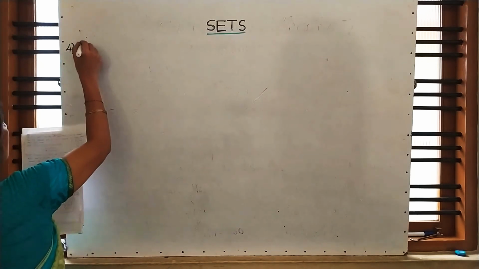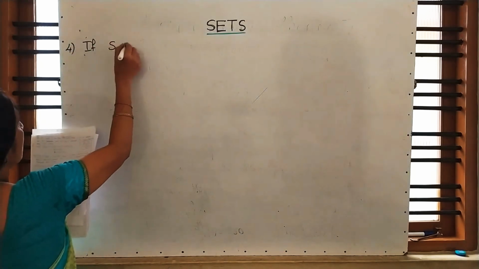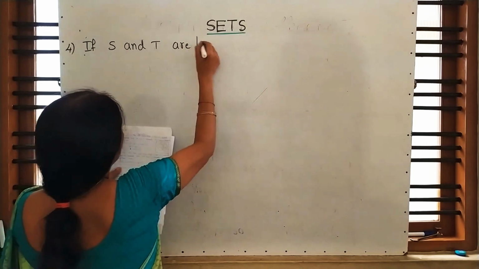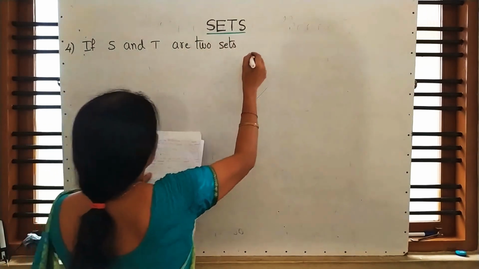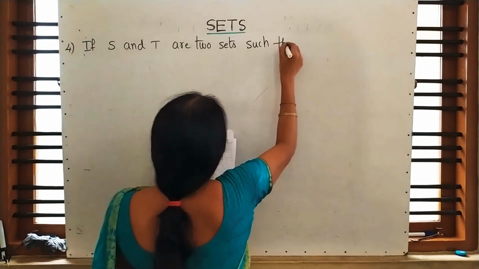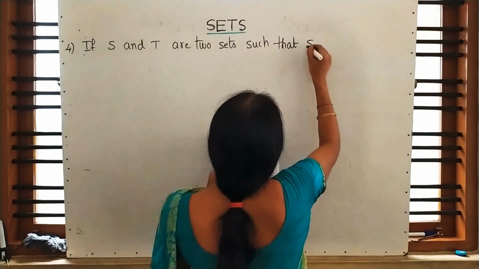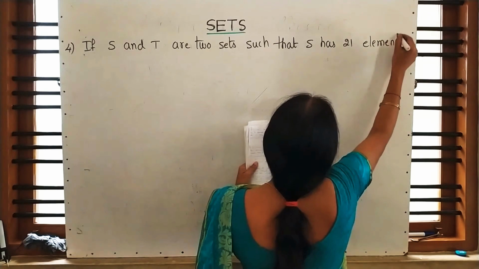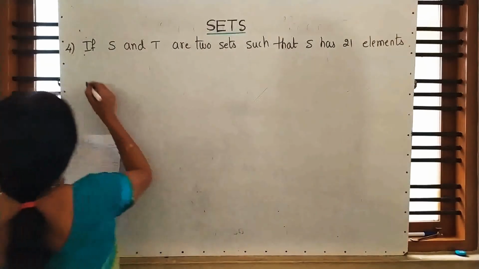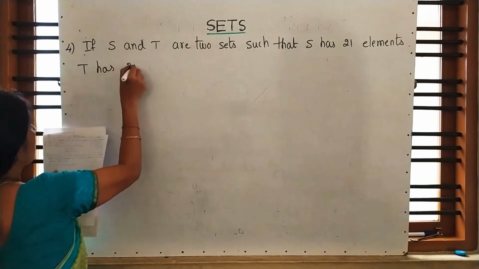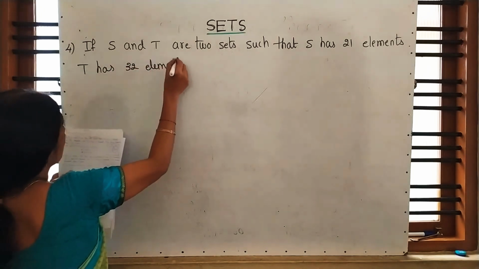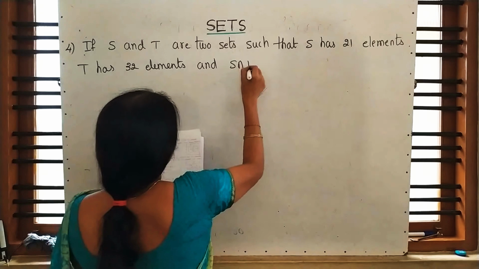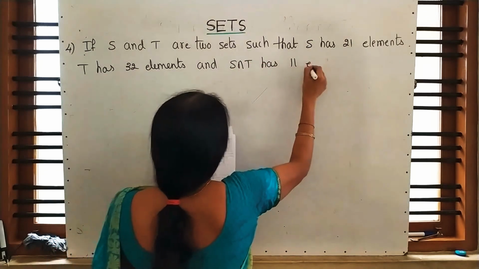Fourth one, if S and T are two sets such that S has 21 elements, T has 32 elements, and S intersection T has 11 elements.